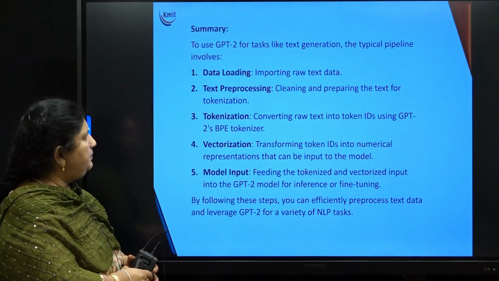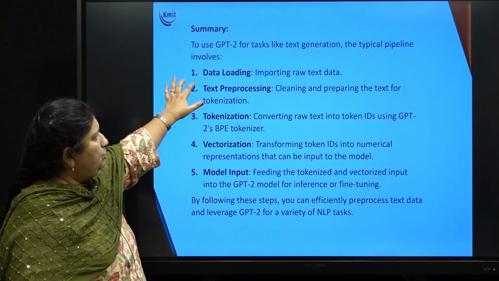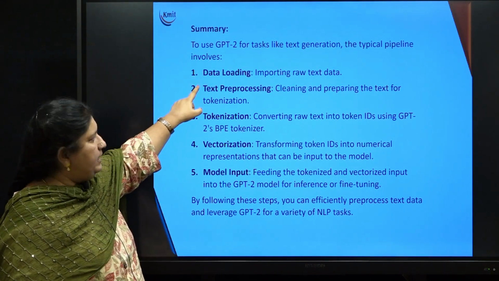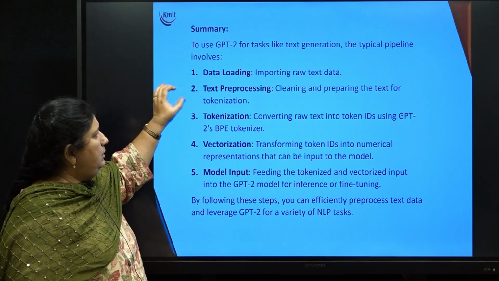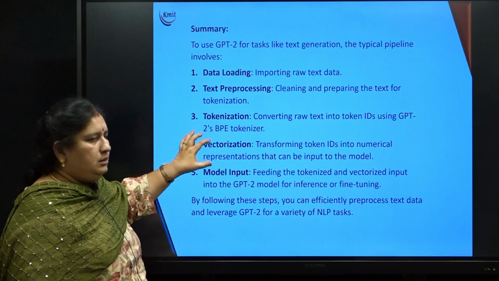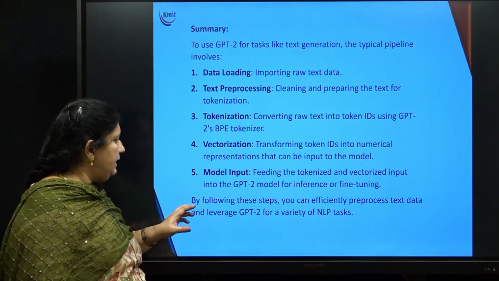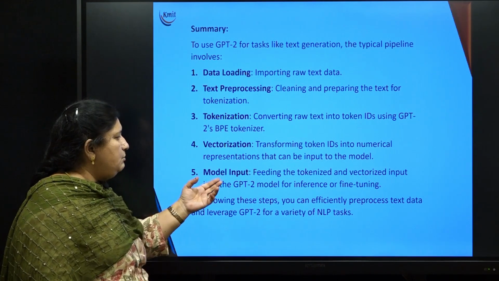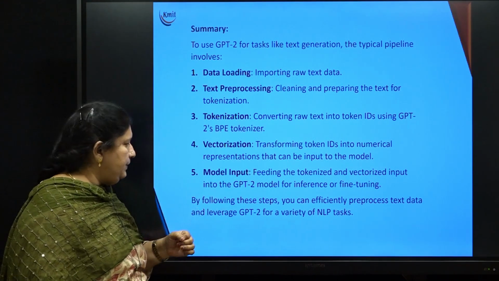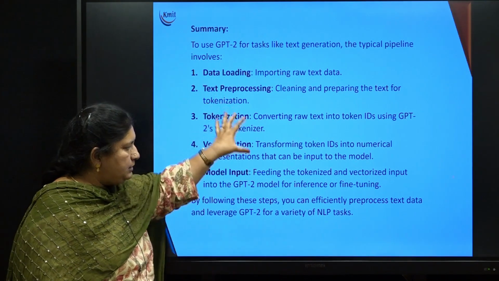So what is the entire process we are trying to summarize here? Data loading: we are loading the raw data into memory, then pre-processing happens, then tokenization, converting it into a vector wherein you are generating the numerical IDs for the tokens, and the model is fed into GPT-2.